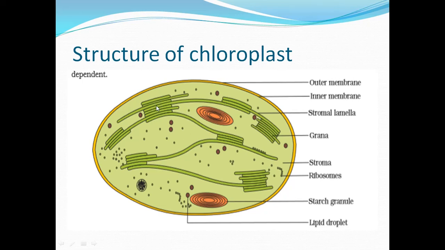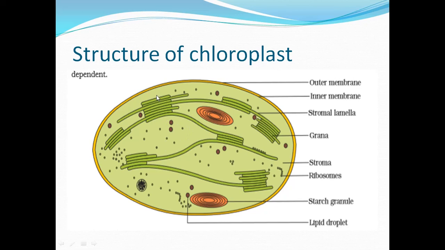Now, these grana or thylakoids are the sites of photosynthesis as pigment molecules are found on them. Apart from grana and lamellae, there are ribosomes. Here you can see ribosomes are there, along with starch granules, lipid droplets, and also a circular DNA. So all these are the components of the chloroplast.